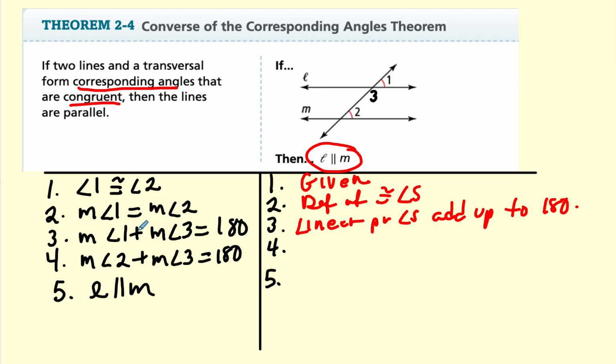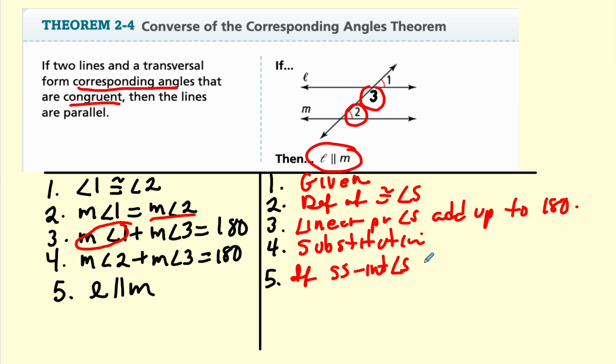All right, now I'm going to take angle 1 out, and I'm going to substitute angle 2 in its place. So I'm going to write substitution. And now I have these two angles right here, this angle and this angle. I have them adding up to 180. So when that happens, the lines are parallel. So if same side interior angles are supplementary, then the two lines are parallel. And that was the postulate that we just talked about.